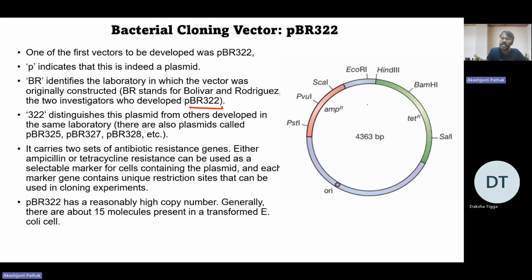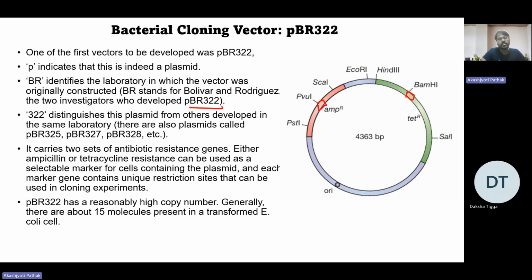These resistant genes also have several cloning sites. Multiple cloning sites are present in these resistant genes, so that you can screen whether your gene of interest has been cloned in this vector. If it gets cloned in this particular sequence, then the bacteria will become sensitive to ampicillin. Similarly, if your insert or gene of interest has been cloned in the BamHI site or SalI site, for example, then your bacteria will become sensitive to tetracycline. So you can select for the bacteria which have your gene of interest.